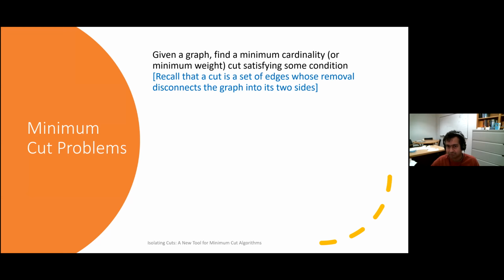Of course, recall that a cut is a set of edges whose removal disconnects the graph into its two sides. So here's an example. Here we are just asking for the unconstrained minimum cut. And in that case, for this particular graph, it's the cut containing that single edge in the middle.